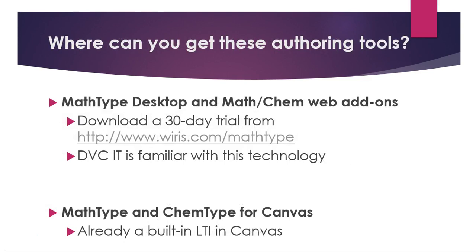Where can you get these? So MathType Desktop and the MathChem web add-ons, you can download a 30-day free trial from the website listed here. I will be posting this PowerPoint also to the website, so you'll have that link. And you don't need to do anything to get MathType and ChemType for Canvas. You just need to add it as one of your apps, but it is already there.